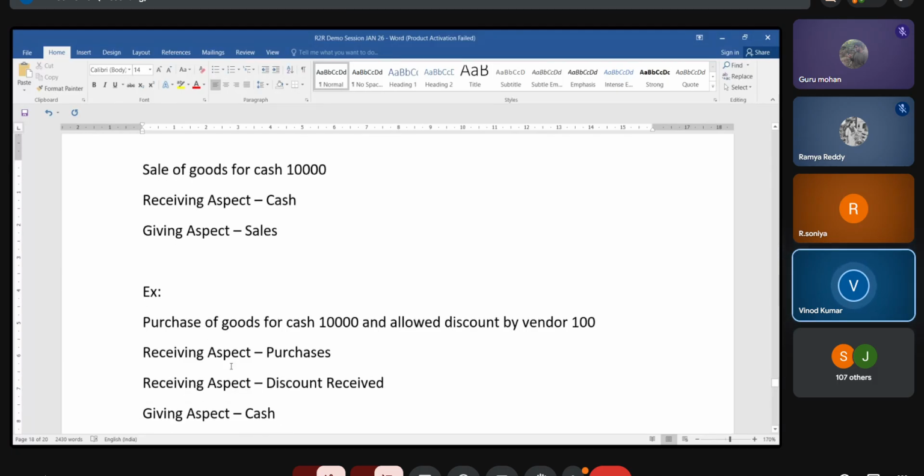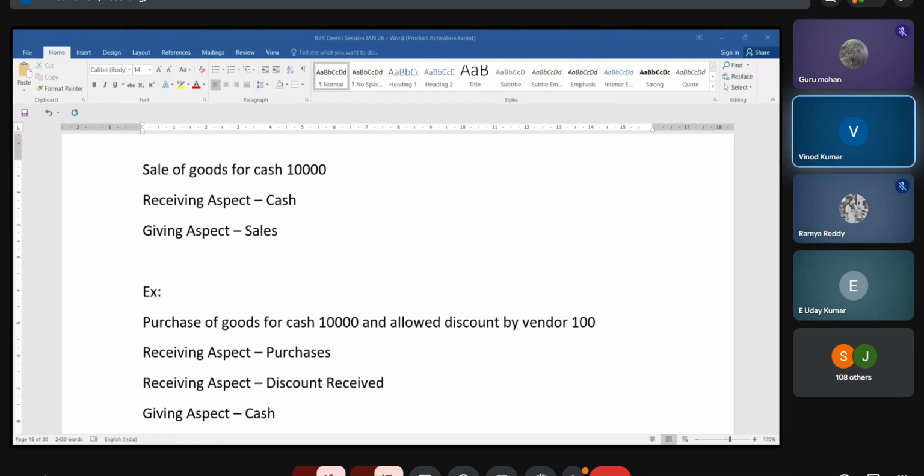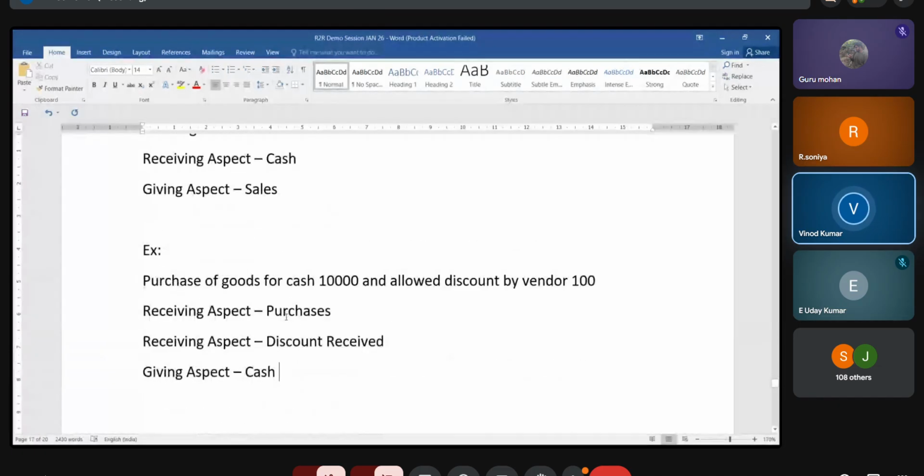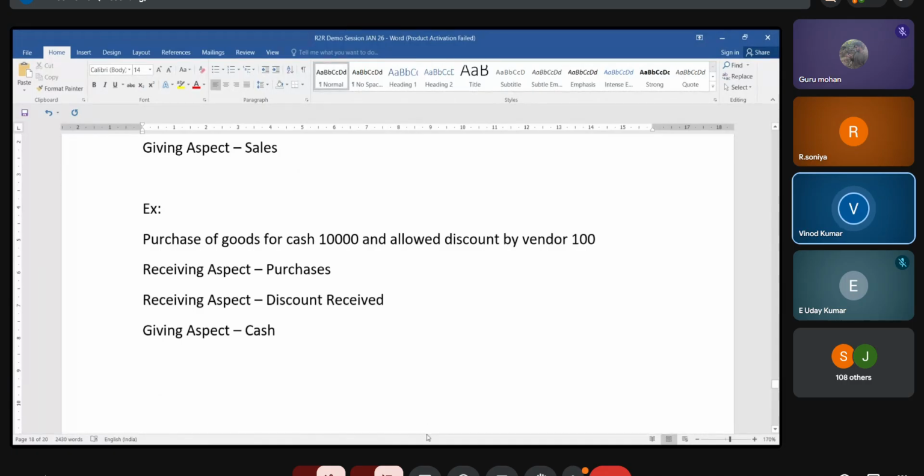Okay. So in this transaction, how many aspects are there? How many accounts are involved in these? Three accounts. One is purchases, receiving, and discount received. Okay. So like this, for every transaction, we need to identify the aspects in the transaction. What are the various aspects of transactions?